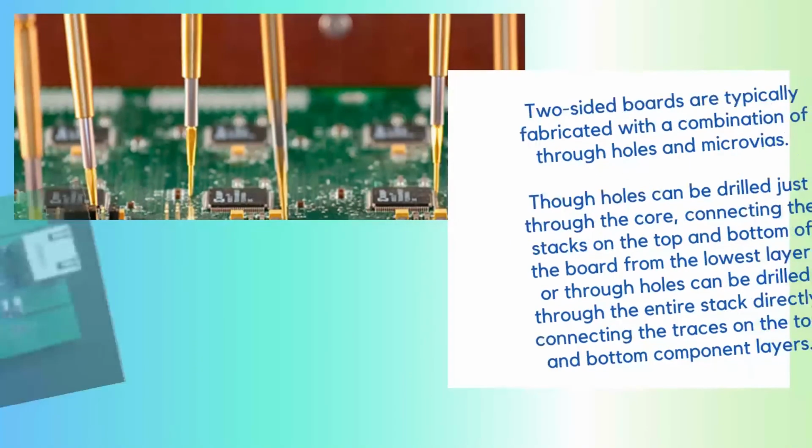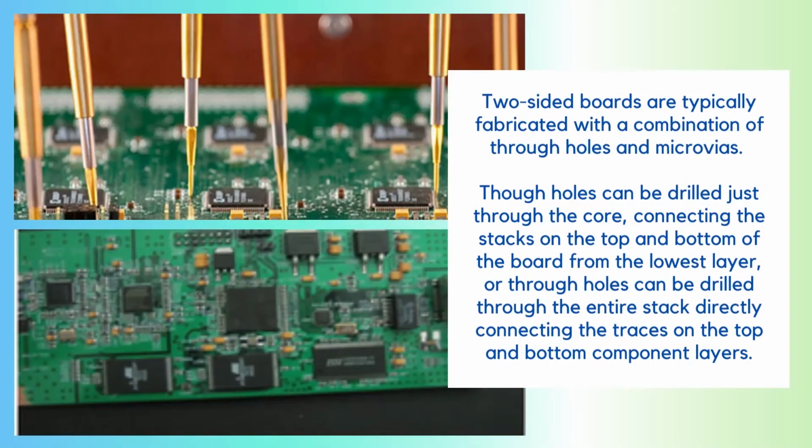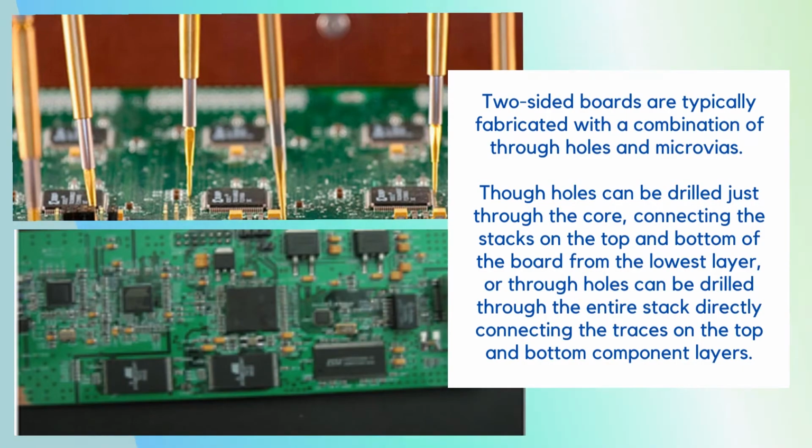Two-sided boards are typically fabricated with a combination of through holes and microvias. Through holes can be drilled just through the core, connecting the stacks on the top and bottom of the board from the lowest layer, or through holes can be drilled through the entire stack directly connecting the traces on the top and bottom component layers.